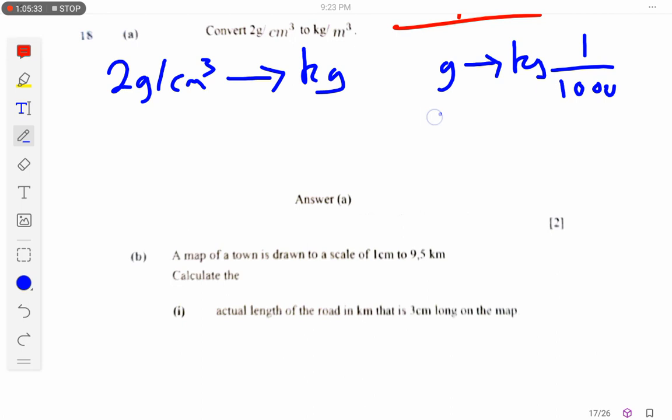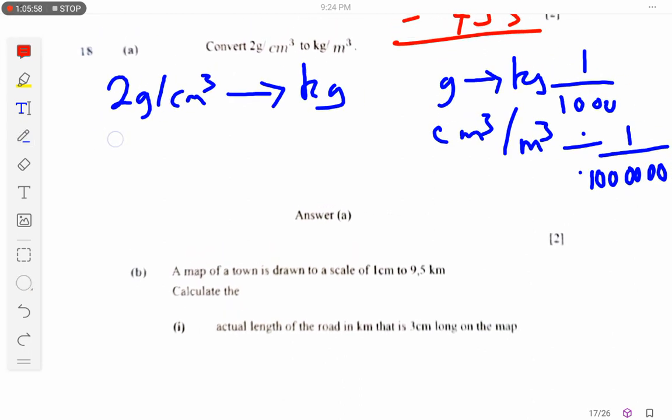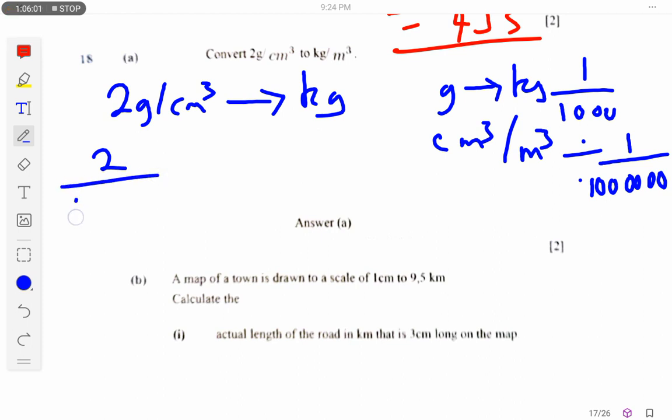Then to move from cubic centimeter to cubic meter, you are now also going to divide by 1 over, because it's cubed, 100 times another 100 times another 100. So there are 6 zeros like that. Okay, fine. Let's do it. How do we do it? So I'm going to say 2 divided by 1,000 to go to kg. Then also divided by 1 over that, 2 zeros, 2 zeros, 2 zeros.